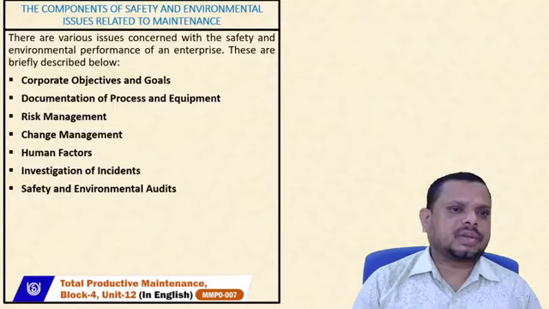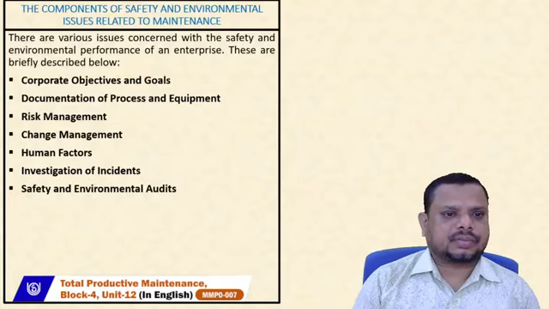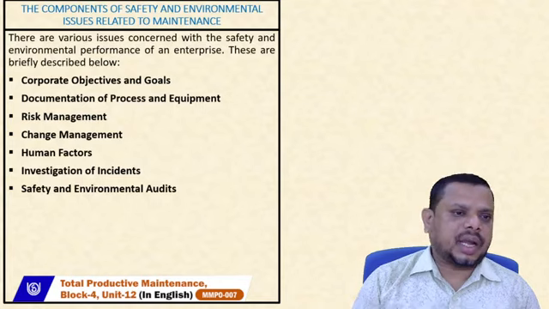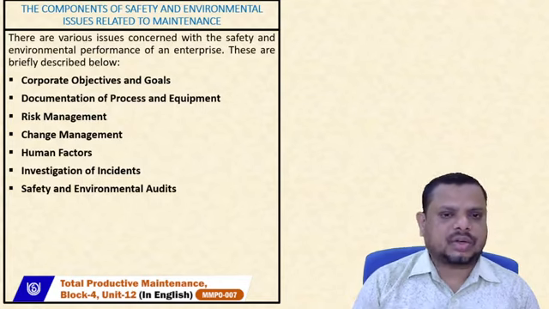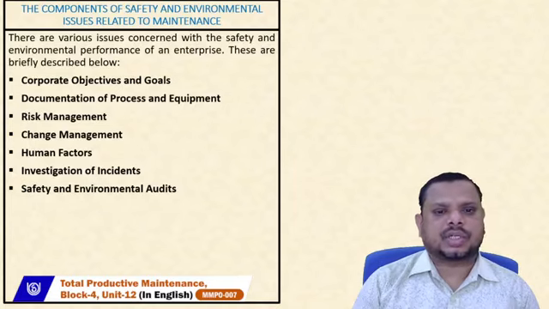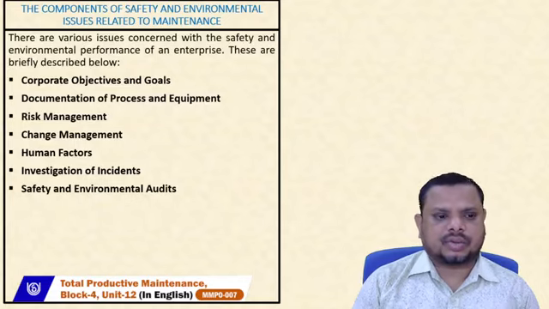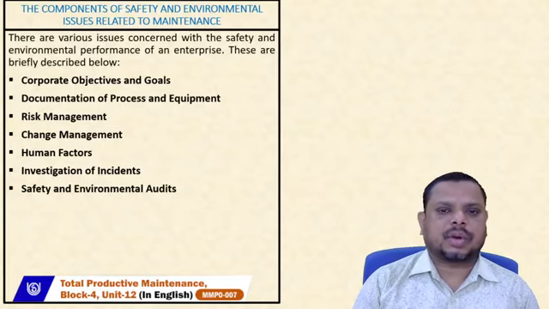The next topic is the components of safety and environment issues related to maintenance. There are various issues concerned with the safety and environmental performance of a particular enterprise or organization. The first one is corporate objectives and goals. The second is documentation of processes and equipment. The third is risk management. The fourth is change management. The fifth is human factors. The sixth is investigation of incidents, and the last is safety and environmental audits.